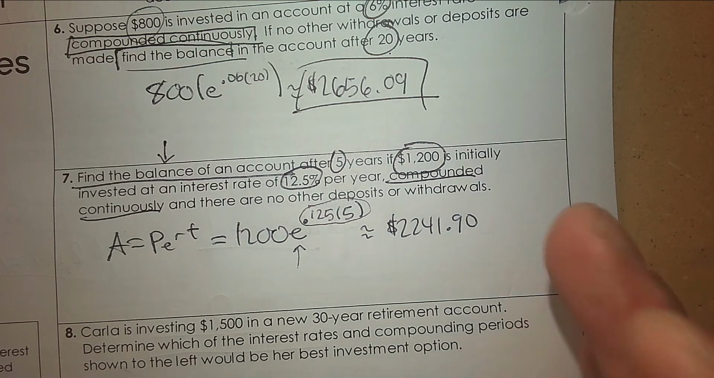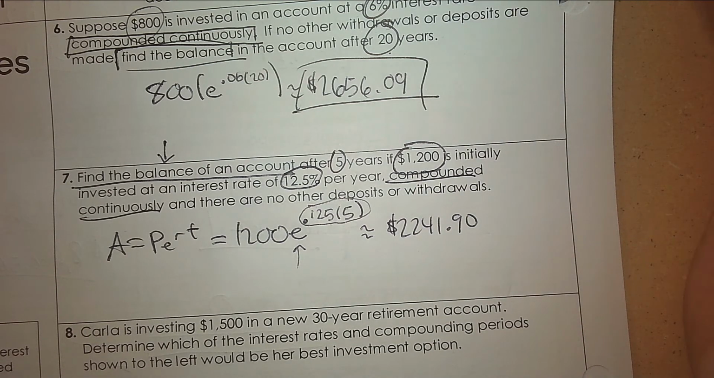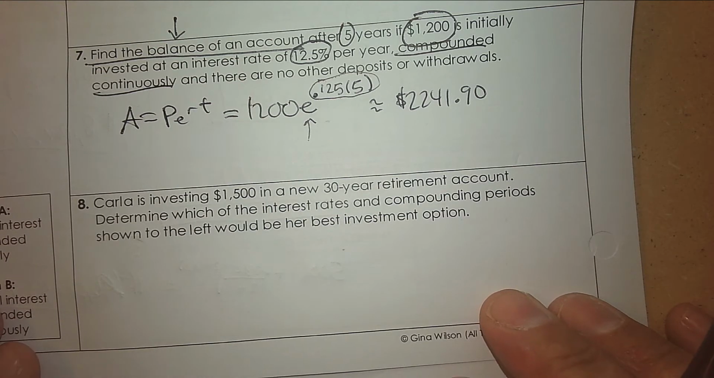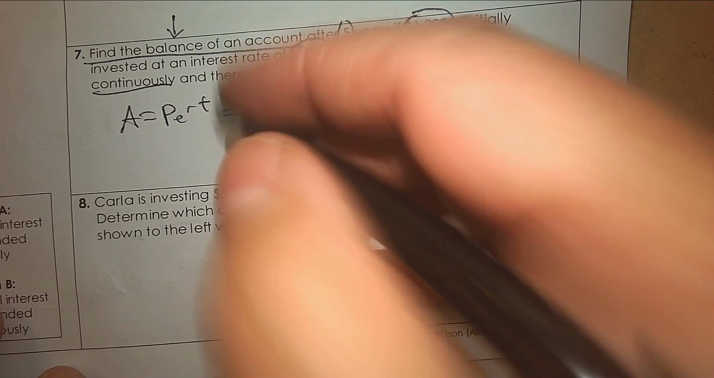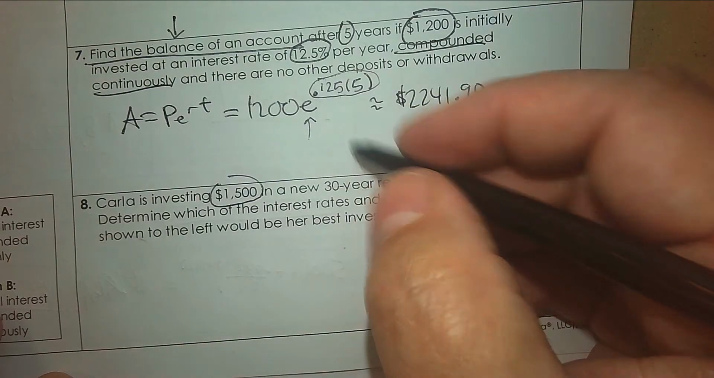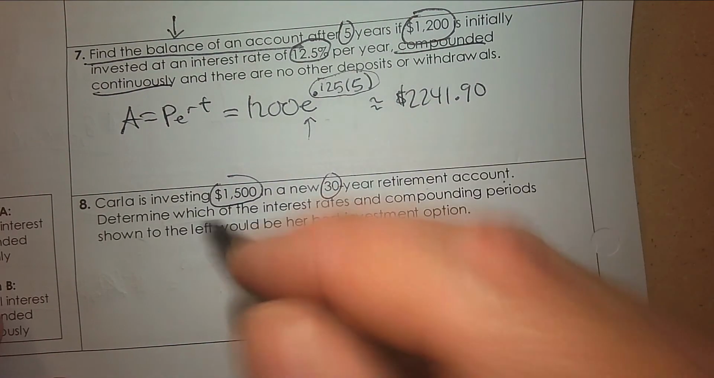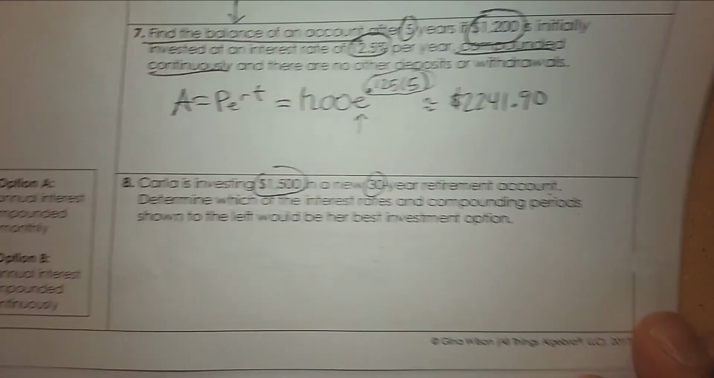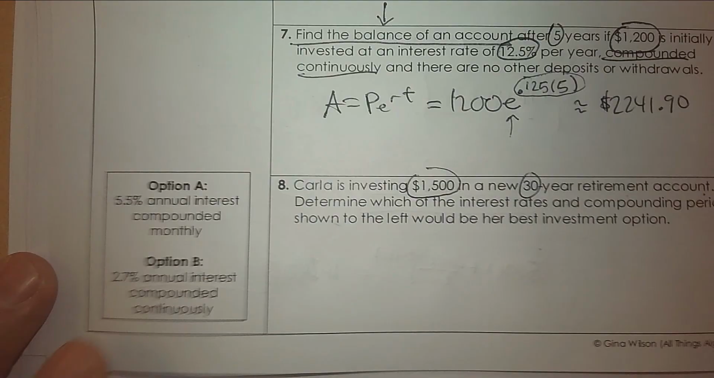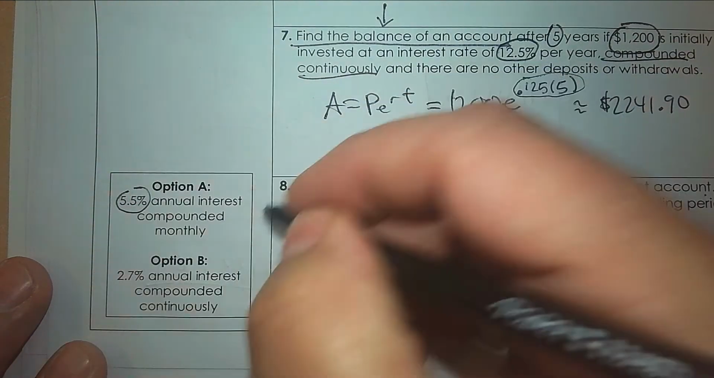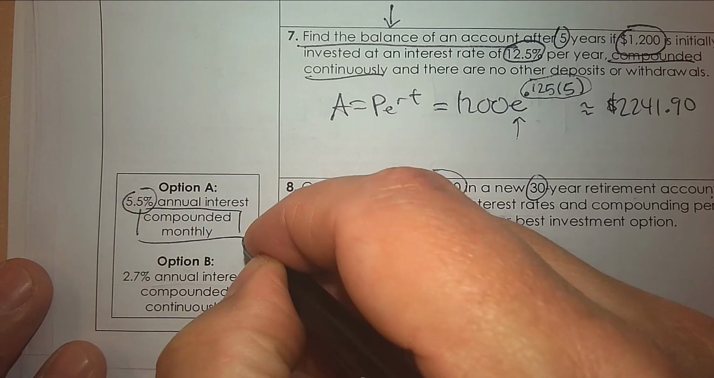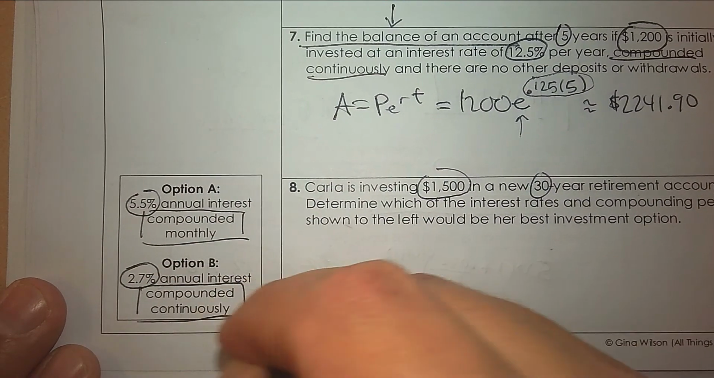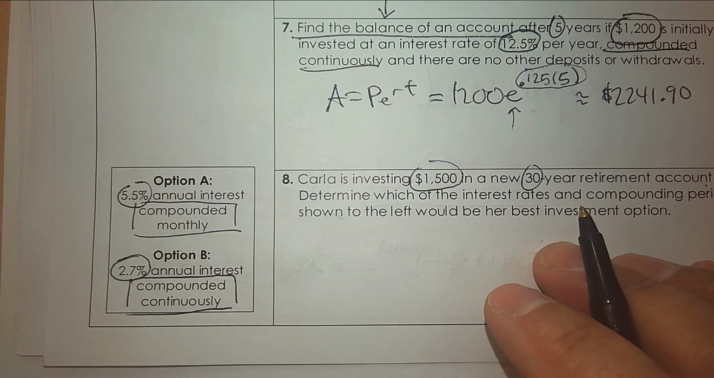All right, last one, and then the next sheet is your homework sheet for you to practice. Carla is investing $1,500 in a new 30-year retirement account. Determine which of the interest rates and compounding periods shown to the left would be her best investment option. So option A is 5.5% compounded what? Monthly. What's the other one? 2.7%, but it's compounded continuously.